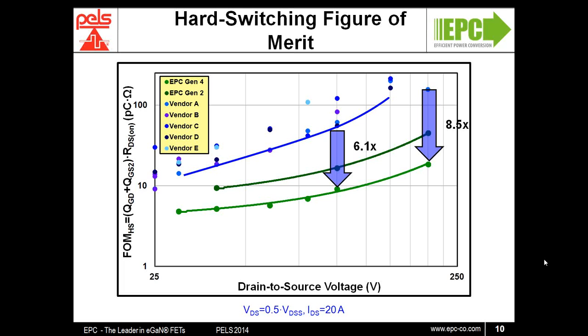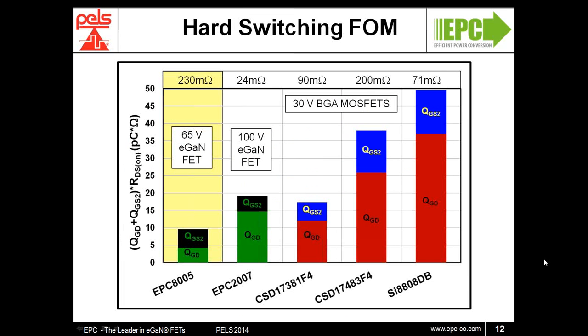And we can see here that the best in class 30 volt BGA MOSFET has a similar figure of merit to the second generation 100 volt part, while the new third generation EPC8005 has half the total QR product of the 30 volt part, while being able to switch at double the voltage.